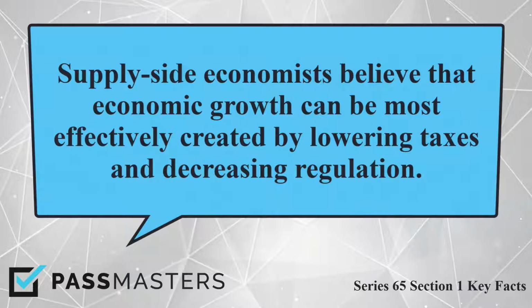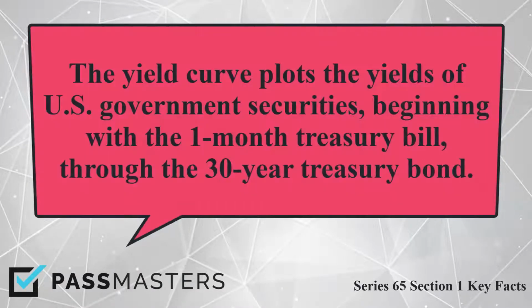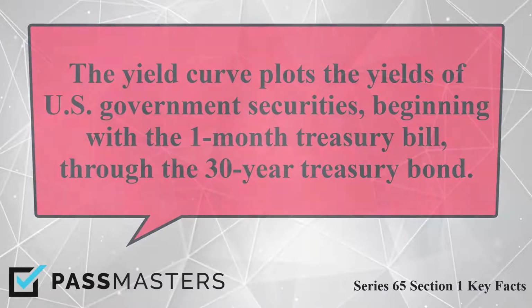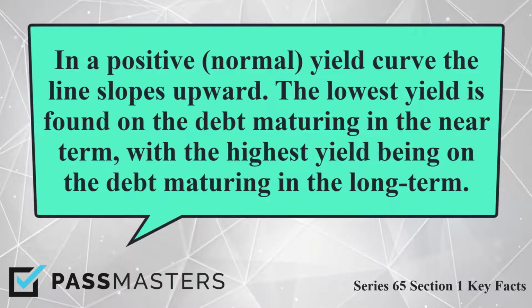Supply-side economists believe that economic growth can be most effectively created by lowering taxes and decreasing regulation. The yield curve plots the yields of U.S. government securities beginning with the 1-month Treasury bill through the 30-year Treasury bond. In a positive, normal yield curve, the line slopes upward. The lowest yield is found on the debt maturing in the near term, with the highest yield being on the debt maturing in the long term.